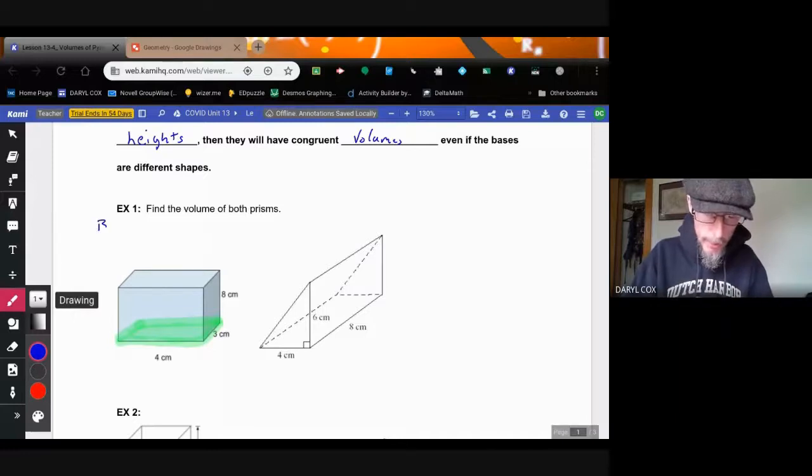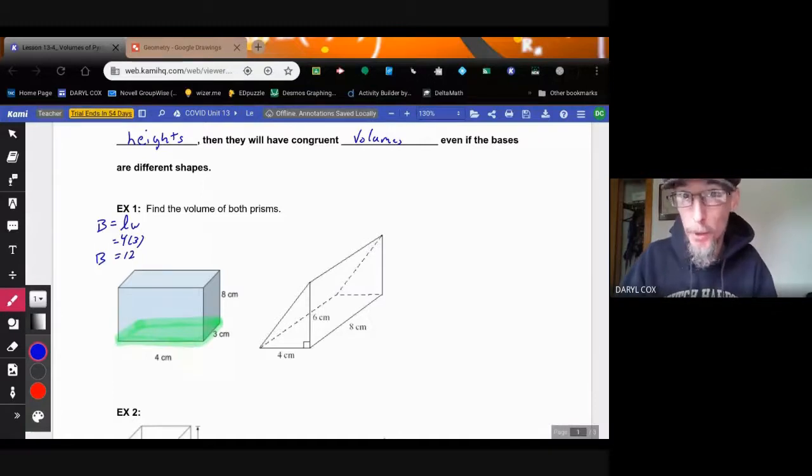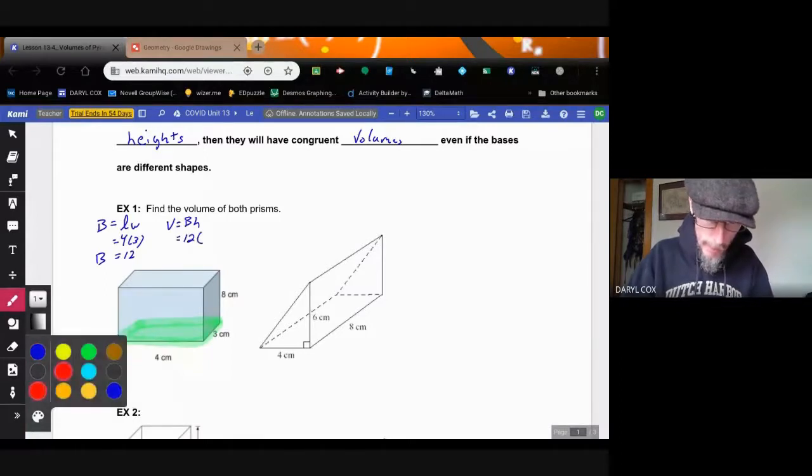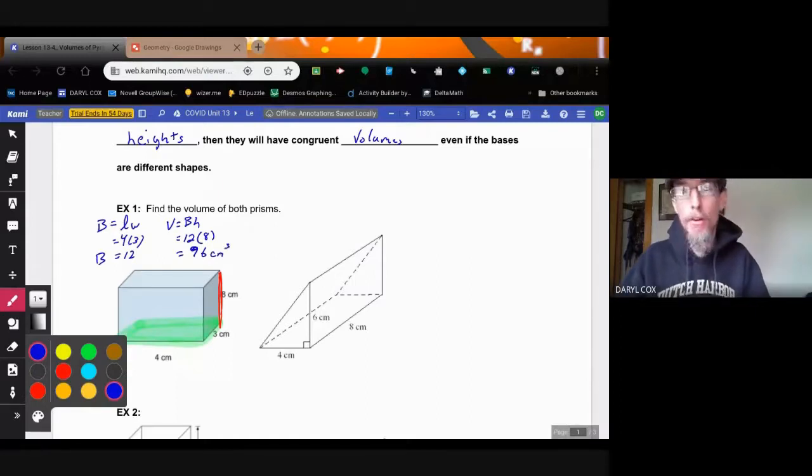So the base of this thing is length times width. That's 4 times 3, which is 12. So there's the area of the base, which is why I'm using capital B. Now the volume is area of the base times the height. The area of the base is 12. And my height is this line that's perpendicular to the base. That's 8. And 12 times 8 is 96. So that's 96 cubic centimeters. Volumes are in cubic centimeters or cubic inches or whatever.